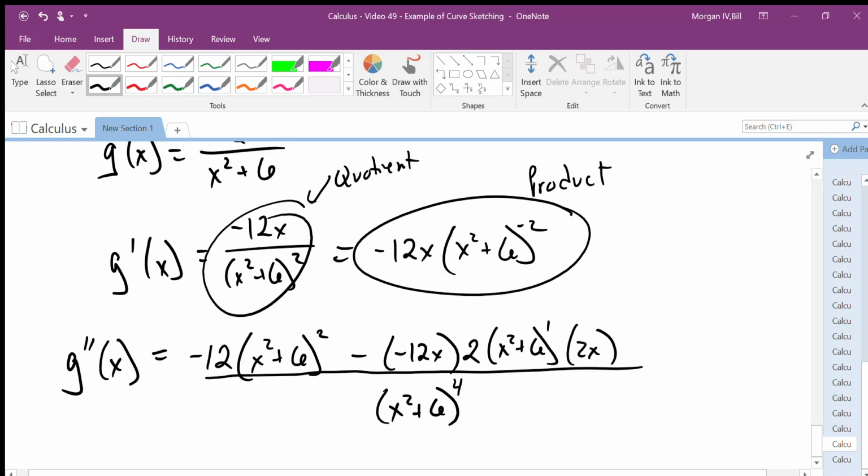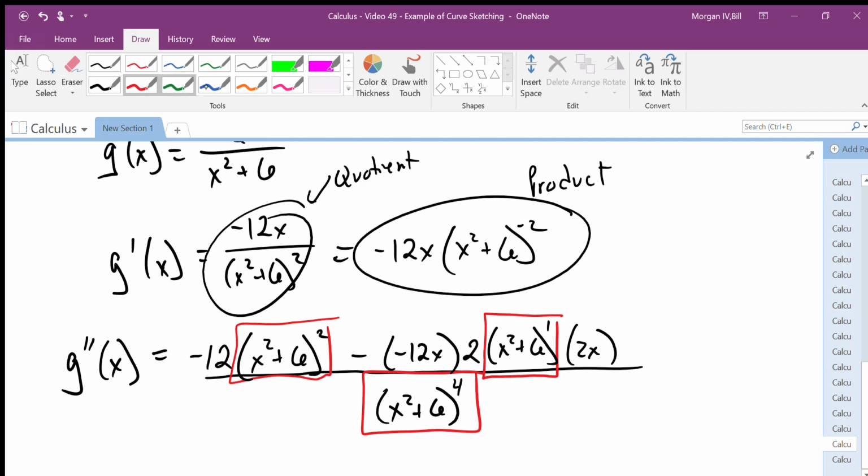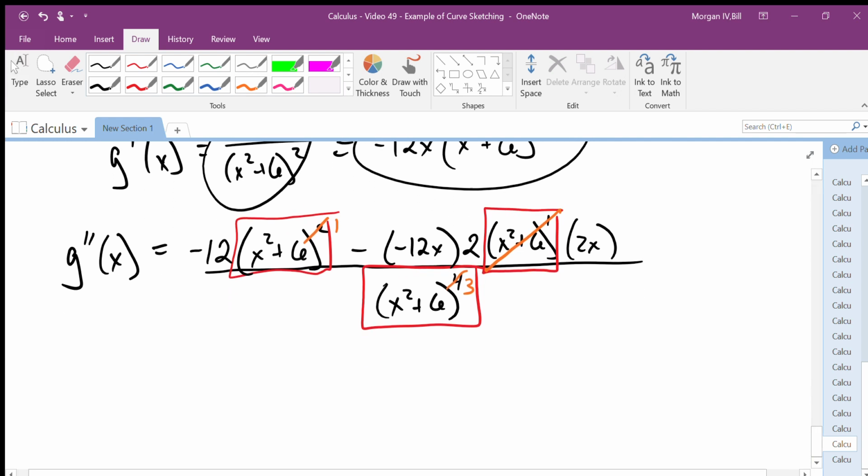Before you take another step, think about what we have here and try and simplify. Notice that you have an x squared plus 6 squared here in this term, an x squared plus 6 to the first here, and an x squared plus 6 to the fourth there. Every term has at least an x squared plus 6. So I'm going to simplify by dividing every term by x squared plus 6. So that one goes away. This one takes 1 off, and now I'm at cubed. And this one takes 1 off, and now I'm at the first. And if you do that step first, the simplification here is much easier.